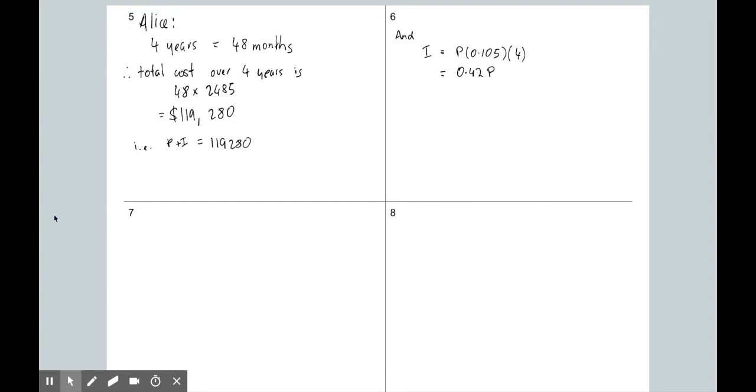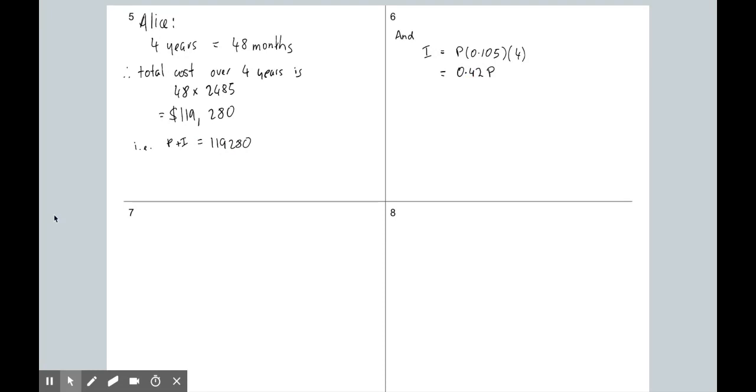0.42p. So just to explain how I did that, on my calculator, I went 0.105 times 4. That got me 0.42. And I still don't know what p is, so I'm left with 0.42 times p. But in algebra, of course, we don't write the times in, so we just write 0.42p. What do you reckon? Is that okay so far? All right, so what we're going to do is, it's like a simultaneous equation. We're going to link this fact and this fact together in order to come up with a new equation.